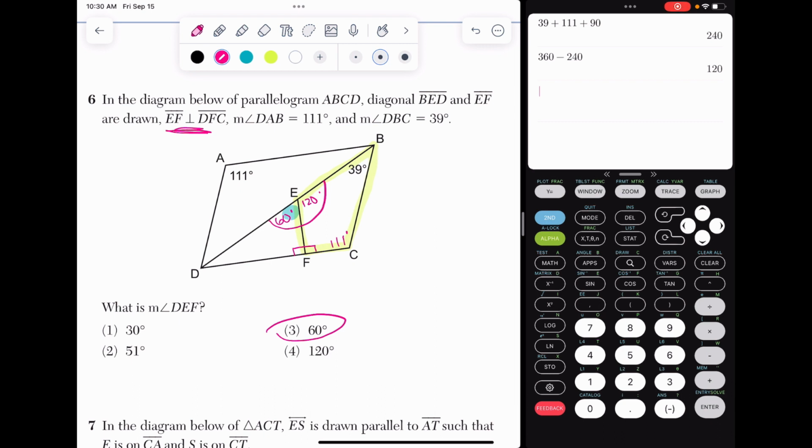As a tip, let's say you got this problem and you have absolutely no idea where to start finding missing angles. Look at the angle that you're trying to find in the picture. You can definitely see it's an acute angle. So I would have ruled out choice 4.